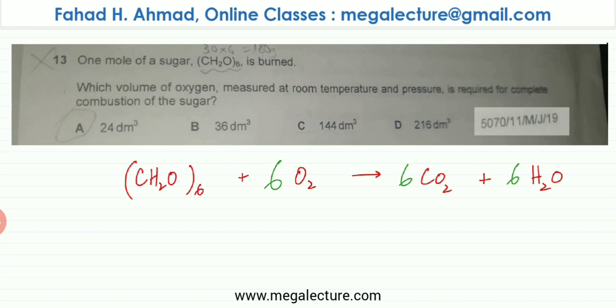Now let's move to the next part. We have the equation with us. So what volume of oxygen? This is what we are looking for. We're looking for the volume of oxygen. What volume of oxygen measured at RTP is required for complete combustion of the sugar? So you can use the formulas for moles.